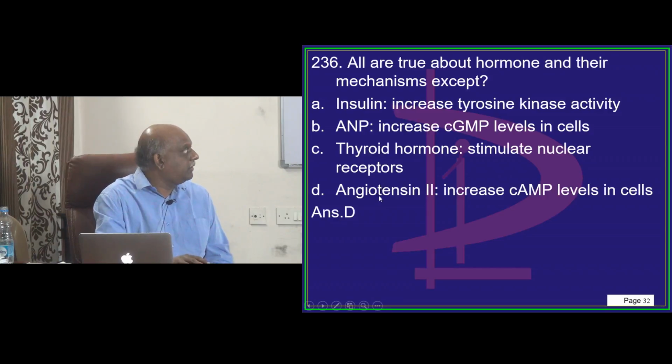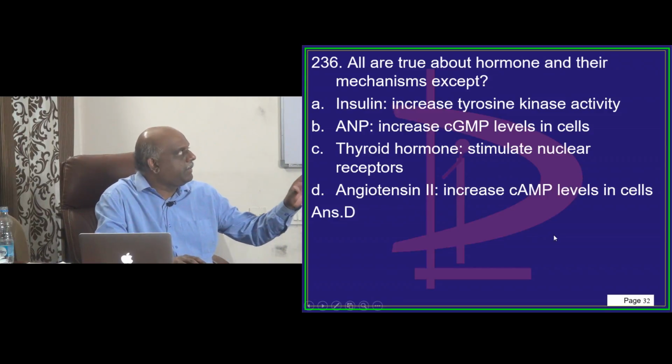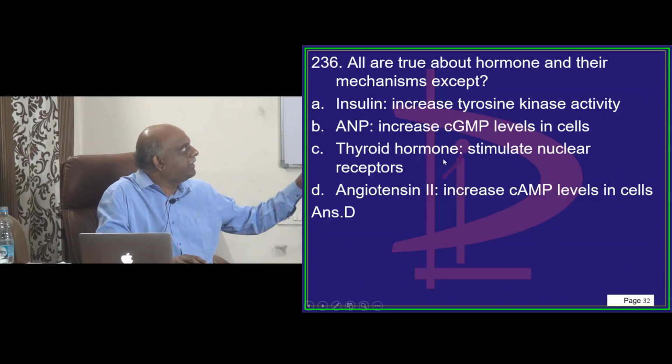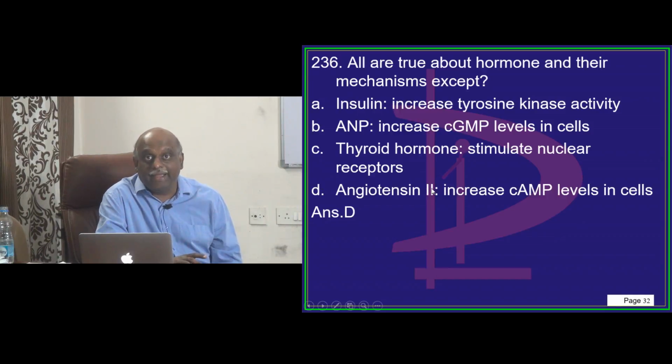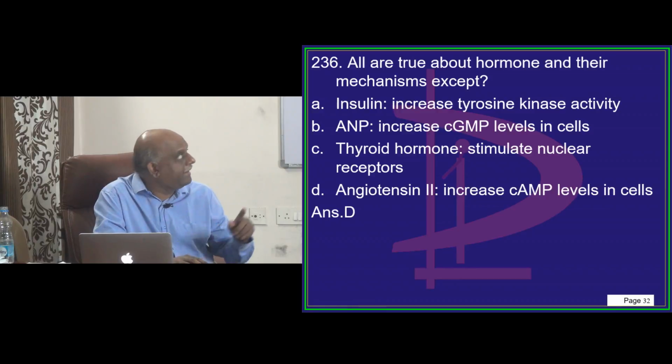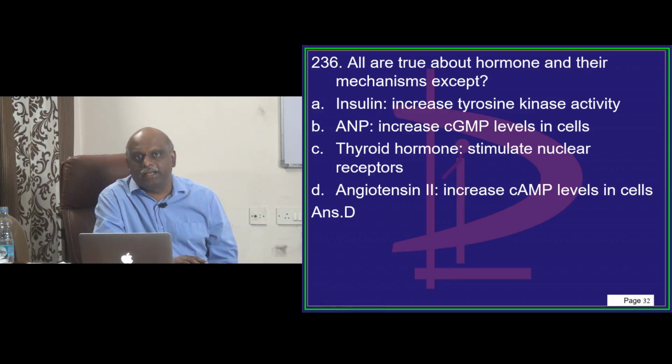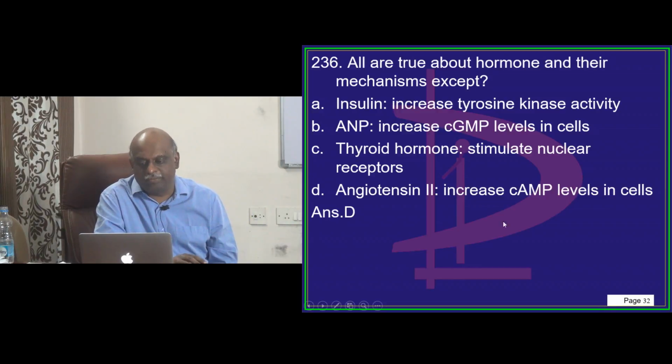That's right. So angiotensin 2 and cyclic AMP is wrong. Remaining are all true. Remember, atrial natriuretic peptide increases the cyclic GMP level. You should not basically forget.